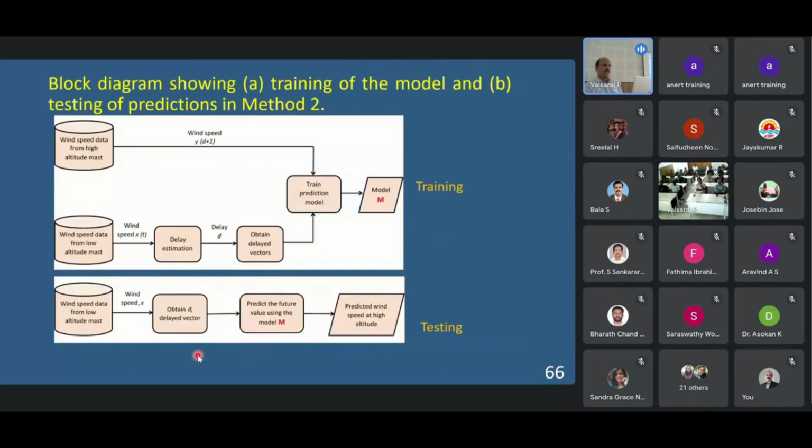This is the block diagram showing method 2, as I told you. The principle is that wind speed at, for example, 80-meter is a function of the same at 50-meter, whereas the 50-meter is a function of 72 points backward. So instead of training and forecasting one step ahead at 80-meter, we are training as well as testing with the back data corresponding to the lower level. Like that.